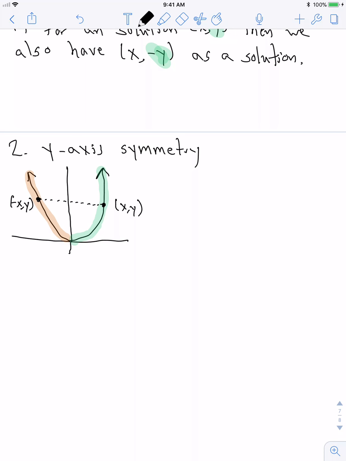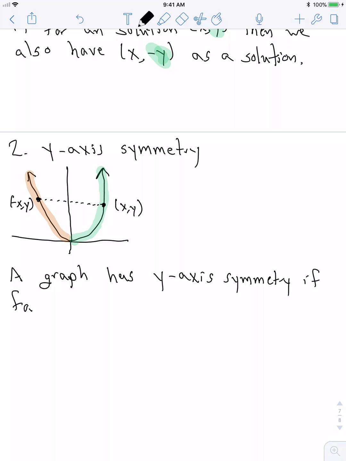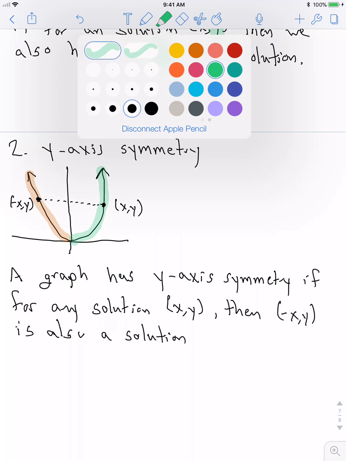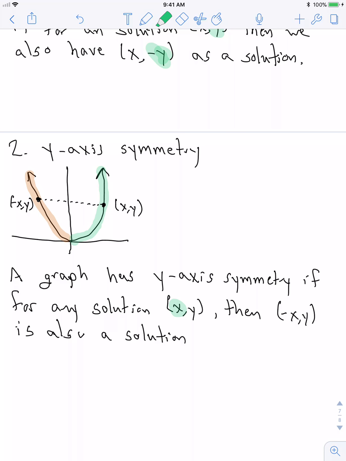So we can write a similar type of rule here. A graph has y-axis symmetry if for any solution (x, y), then (negative x, y) is also a solution. Here, it's y-axis symmetry, so the y stays fixed, and we're allowed to flip-flop the x back and forth.